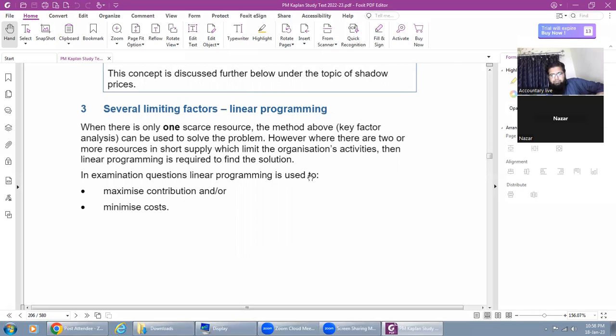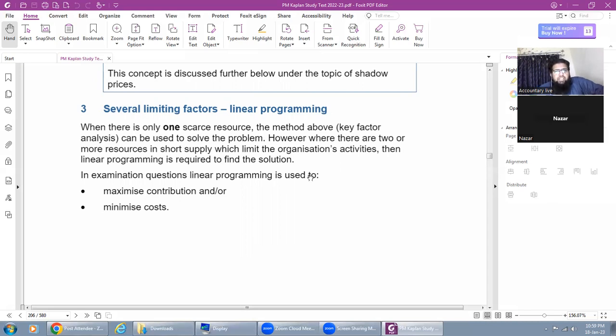Now, several limiting factors. We have not one limiting factor, we have many limiting factors here. Key factor analysis: when there is only one scarce resource, the method above, key factor analysis, can be used to solve the problem. However, where there are two or more resources in short supply, which limit the organization's activities, then linear programming is used. This is now interesting. Linear programming is required to find the solution.